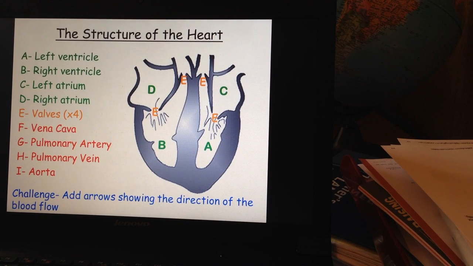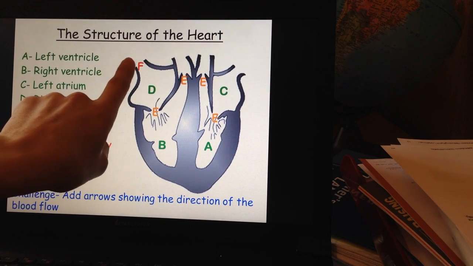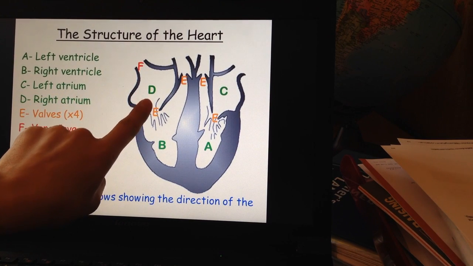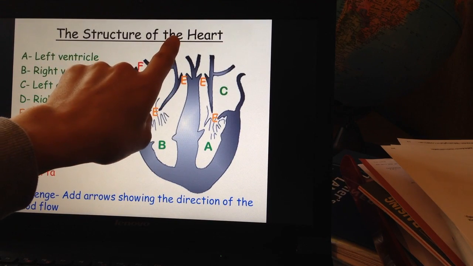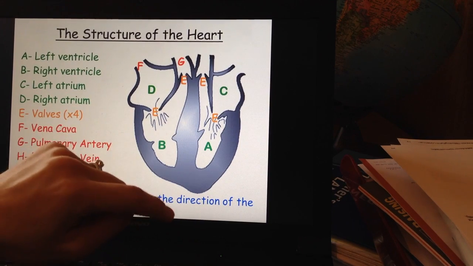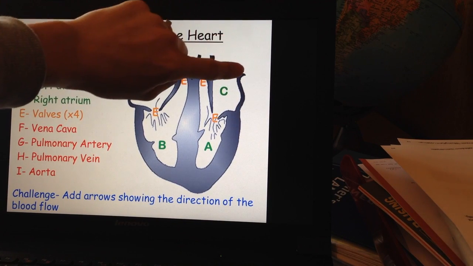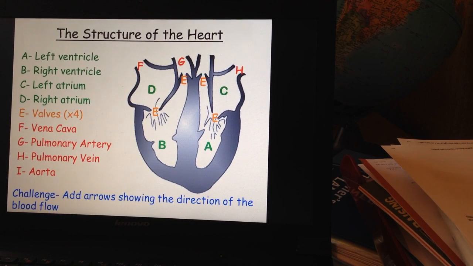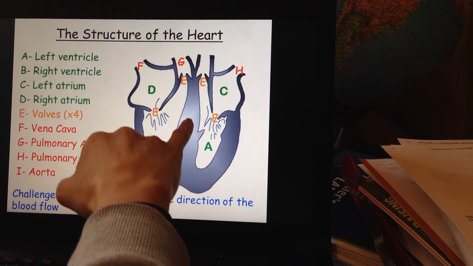Now for the vessels, if we start with the vena cava on the right hand side, so this would carry the deoxygenated blood in here through the vena cava, down through the right atrium, to the right ventricle, and up and out of the pulmonary artery. The blood would travel up to the lungs to pick up more oxygen, and then it would come back down and in here through the pulmonary vein.